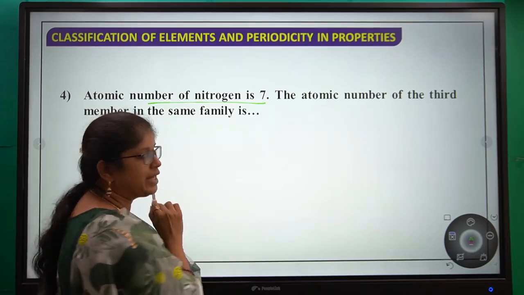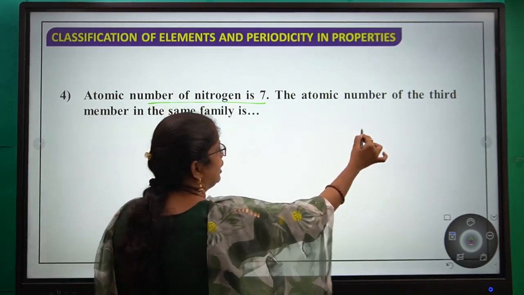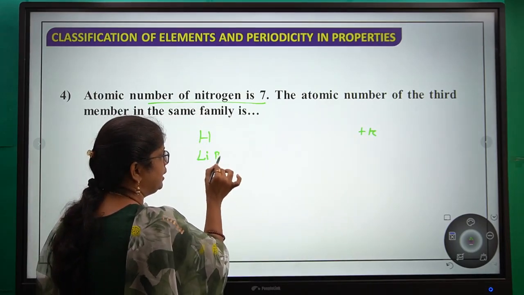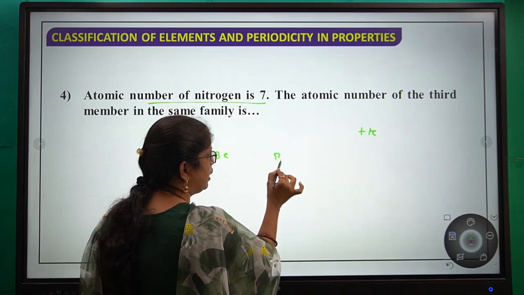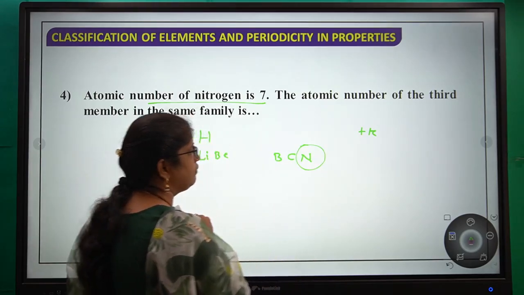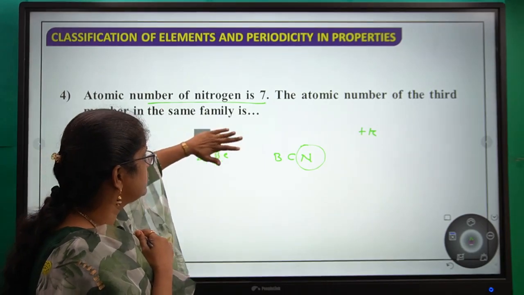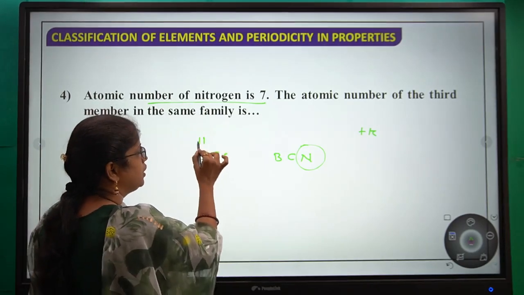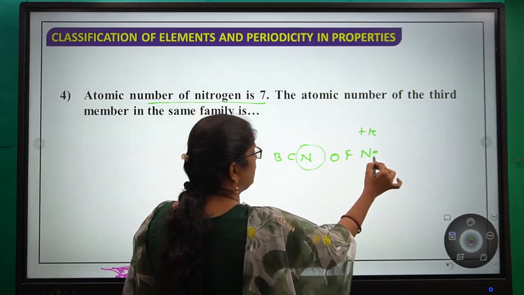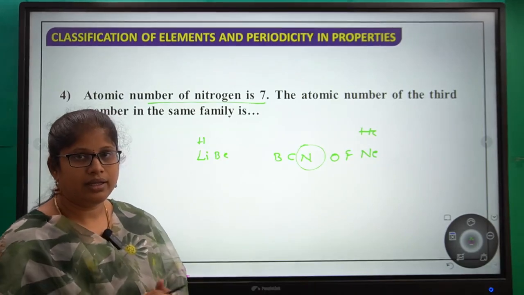So where will be the nitrogen in the periodic table? First tell me. So here hydrogen and second helium will come. Next lithium, beryllium. Here boron, carbon, nitrogen. Here we are getting the nitrogen, second period. Okay, so second period: nitrogen, oxygen, fluorine, below helium we will get the neon. We are getting neon.